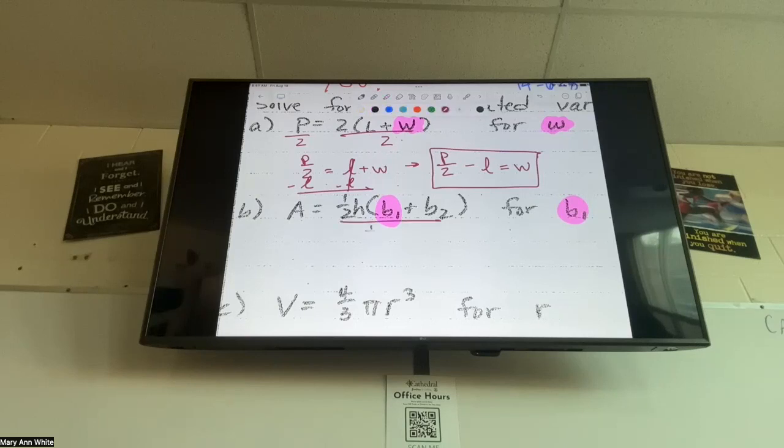If I divide by 1/2 h, dividing by a fraction is the same thing as doing what? Multiplying by the reciprocal. Very good. So instead of writing divide by 1/2, I'm going to say multiply by 2, and I'm going to say divide by h. So I've got 2a over h equals B1 plus B2. What's my last step to get that B1 by itself? Minus that B2. Good.